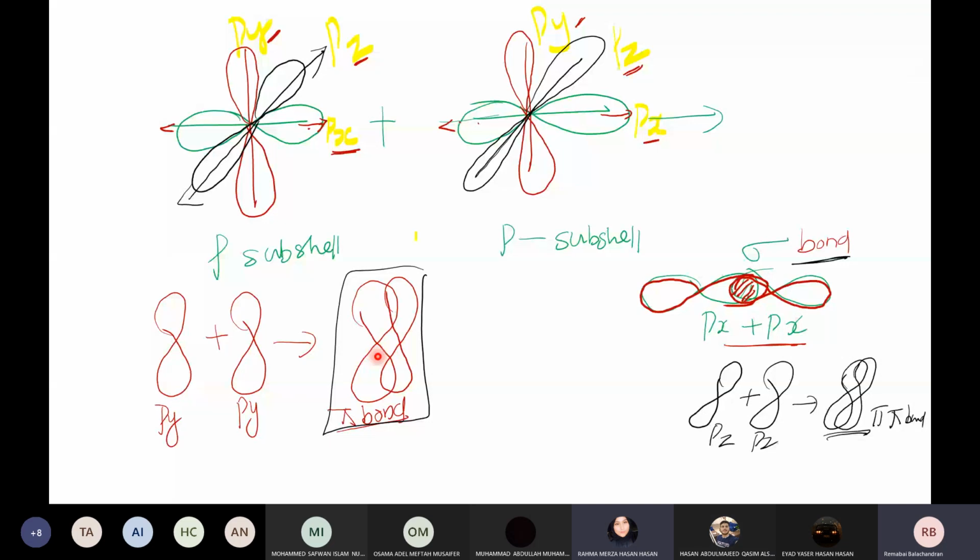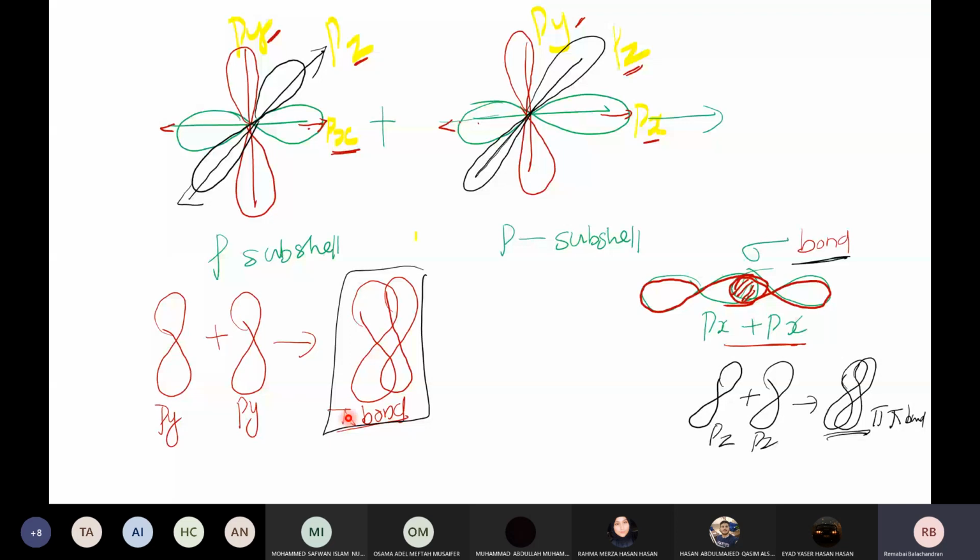Oh, I forgot to tell you, axial overlapping is otherwise called head-to-head overlapping. This is sidewise overlapping or lateral overlapping. With sidewise overlapping, they cannot come closer. Can you see? This is not a very good overlapping. The merging is partial. That will result in a weak pi bond. Okay, so py and py, see, in the exam you lose marks, so just listen carefully. Here, py and py, you get a pi bond.